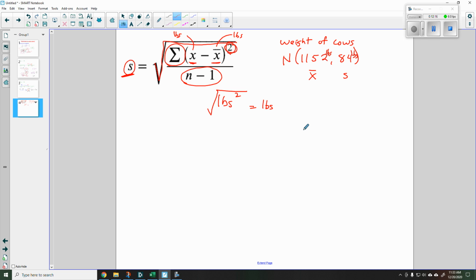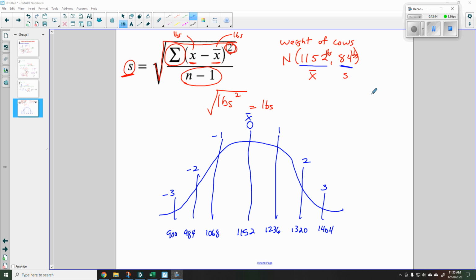And so what it's saying is that my average cow weighs 1152 pounds, and the average distance away from the mean, the average weight of all the cows away from that mean, is 84 pounds. That's my standard deviation.